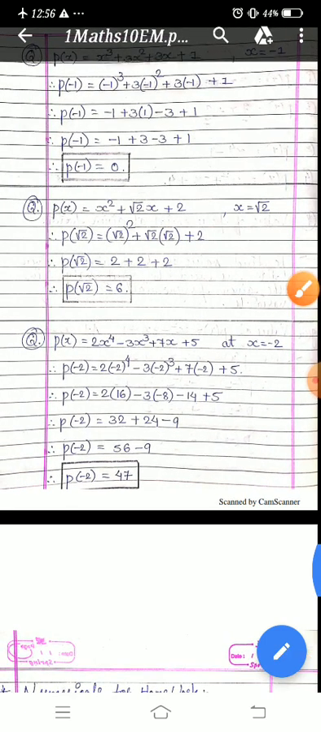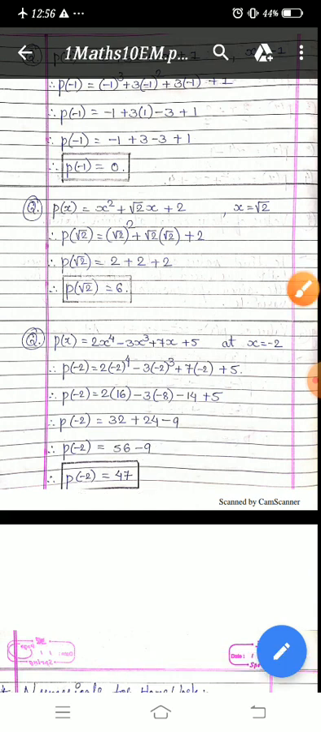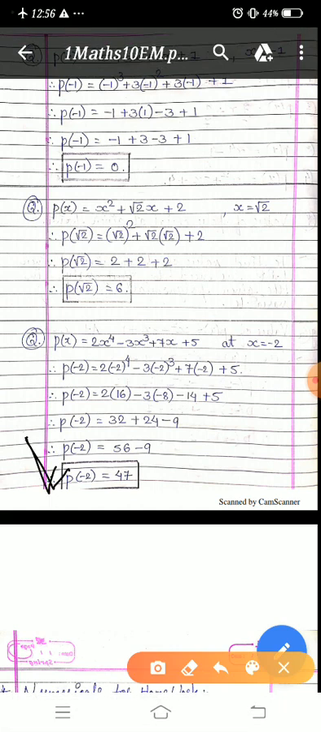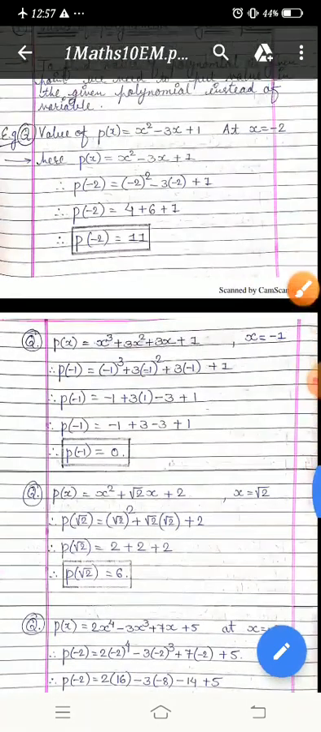So the second last step will be 32 plus 24, that means 32 plus 20, that is 52, plus 4, that is 56, and 56 minus 9, that is 47. So the final answer for the given polynomial will be 47. So the value of p of x, the value of the polynomial at x equals minus 2, will be 47. So that's it. This was the last example of this type of questions, the value of a polynomial at a given point.